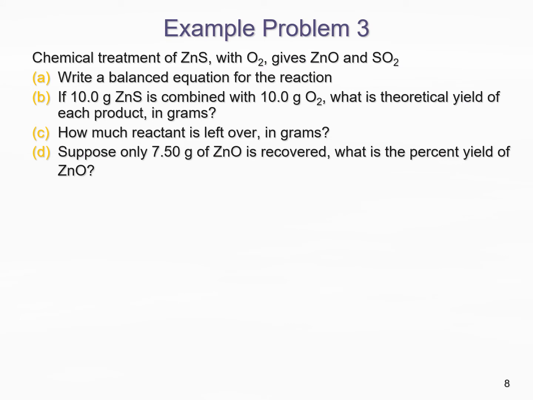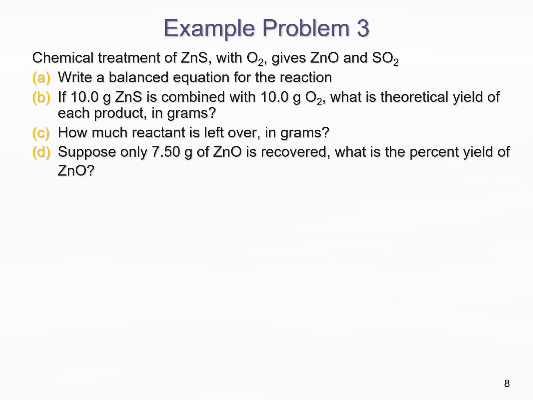Now let's look at our example problem. This is one comprehensive example problem that covers pretty much everything we have discussed so far: the stoichiometry, the limiting reactant, and the importance of a balanced equation for the reaction. The question also wants us to figure out how much of the excess reactant is left over in question C, and the percent yield in question D.